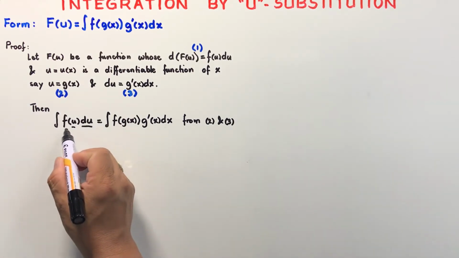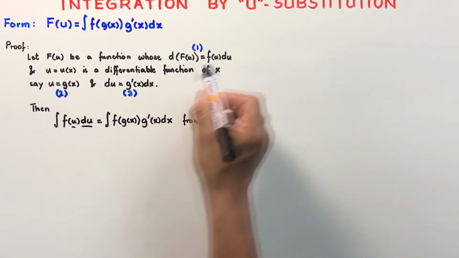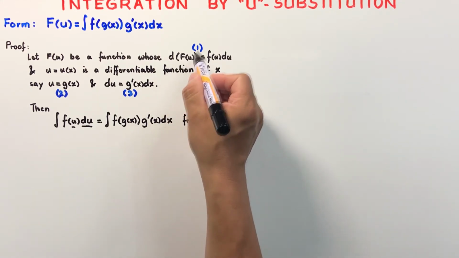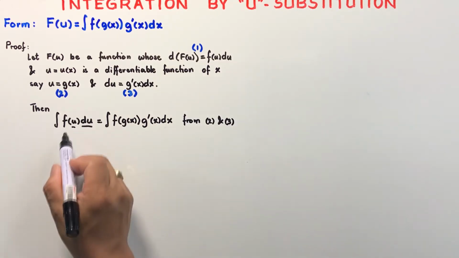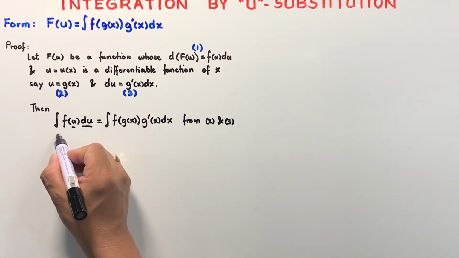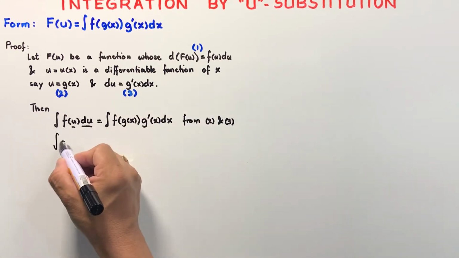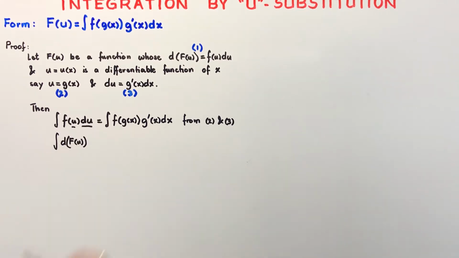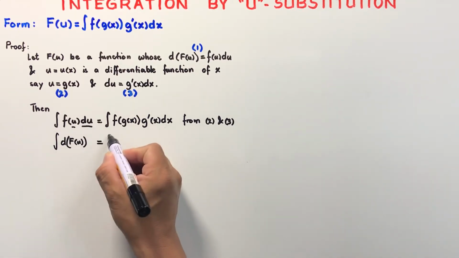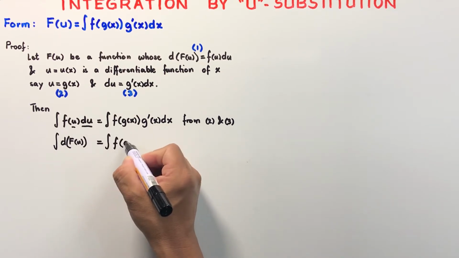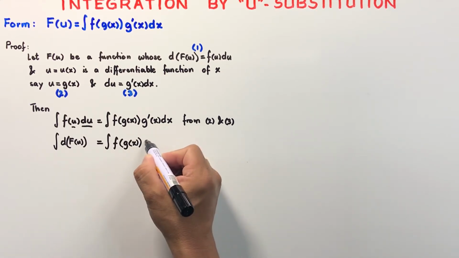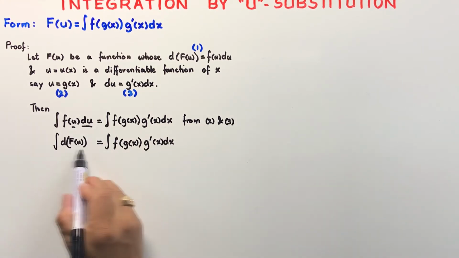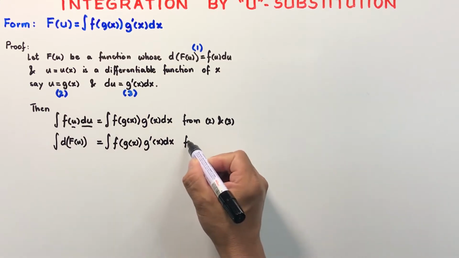Now, since this small f of u du is equal to the differential of our big F of u from equation 1, instead of writing this one, we will write its equivalent expression, which is the differential of the big F of u. And this is equal to the integral of the small f of g of x times the differential of g of x. The reasoning is from equation 1.